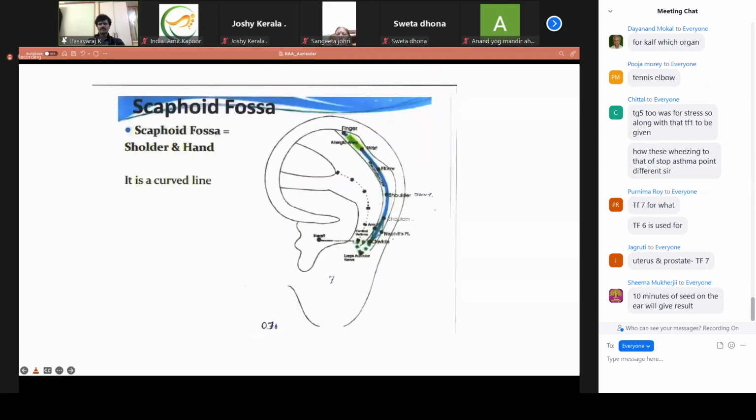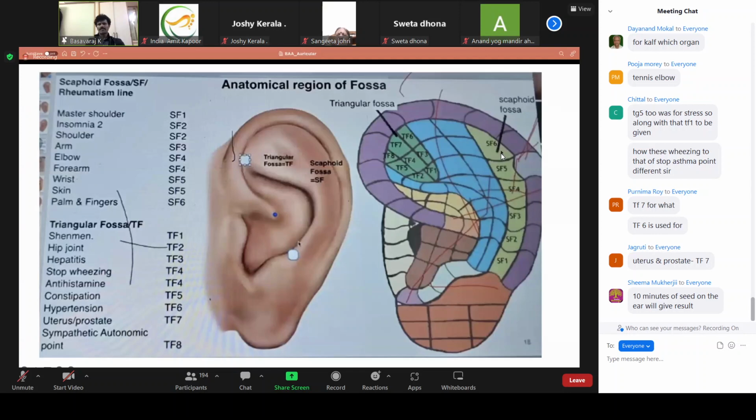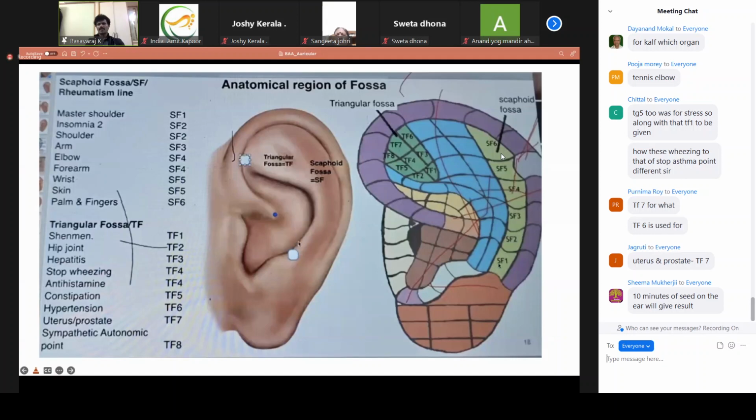So in SF you can treat with divisions 1, 2, 3, 4, 5, 6. The first one, SF1, is for shoulder dislocation or shoulder point or frozen shoulder. SF2 you can use for the shoulder joint as well as insomnia. If there are any sleep disorders, you can use this. SF3 is the arm. Arm means from the shoulder to the elbow. That is SF3. And another point you can use along with this is SF5, for skin disorders like urticaria, skin rashes, itching, all those things.